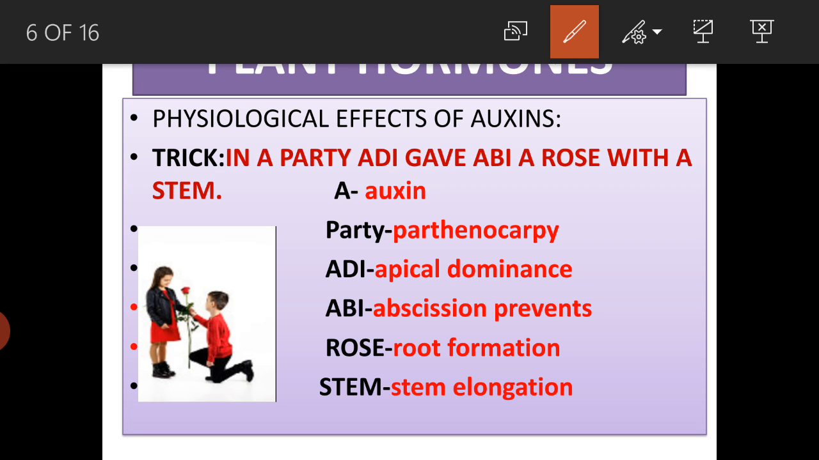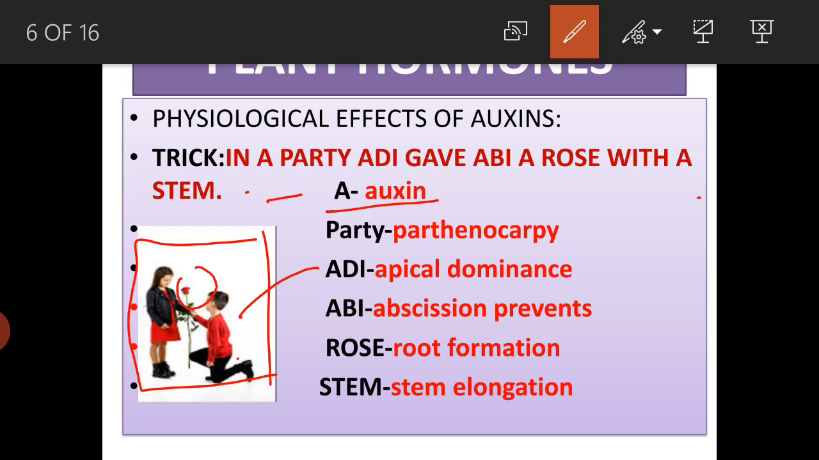Now, let's move into the physiological functions of auxin. To remember them, here is a tip: In a party, Adi gave Abi a rose with a stem. You can see in this picture a boy giving a flower to a girl, a rose with a very lengthy stem. Let us keep the boy's name as Adi and the girl's name as Abi. With this tip we can see the physiological functions.